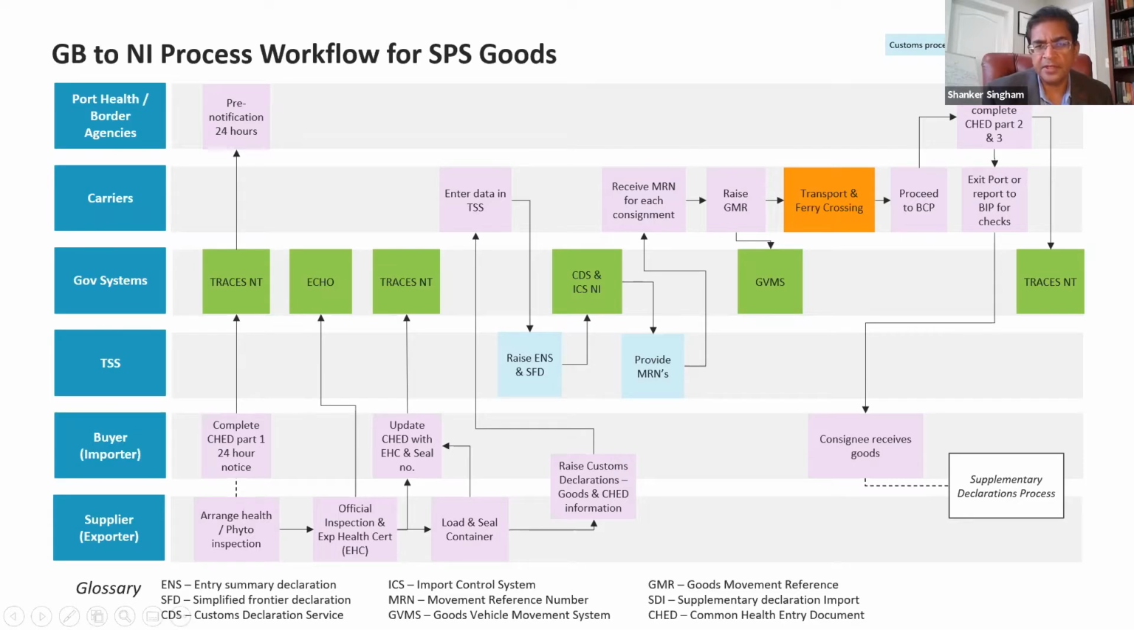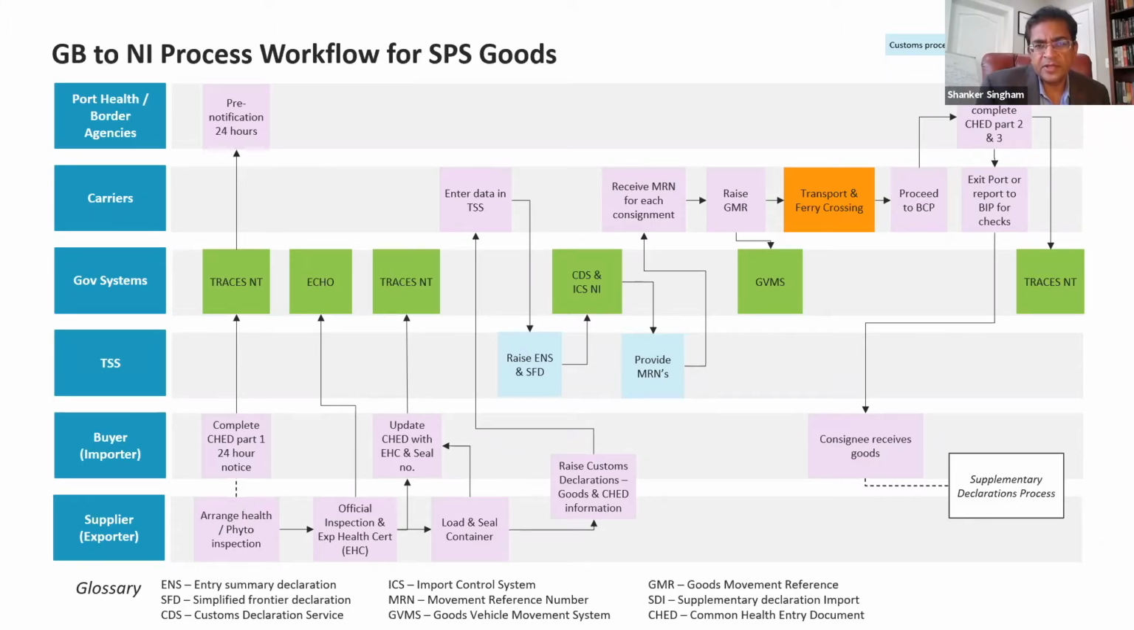You need to update the CHED with the export health certificate and the seal number. If you're representing the supplier, the exporter has to produce the export health certificate. They've got to get that from the government, from DEFRA itself.